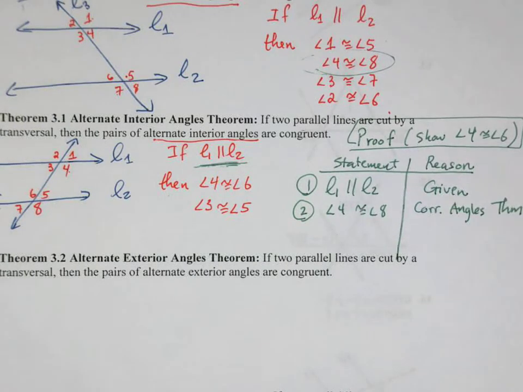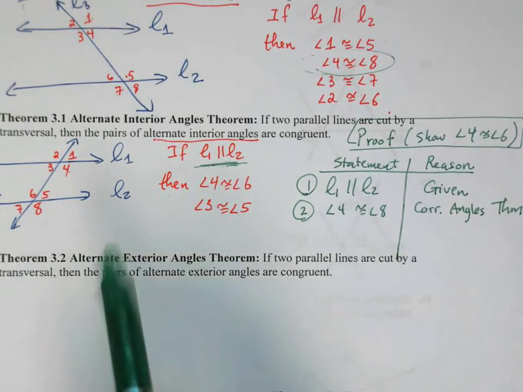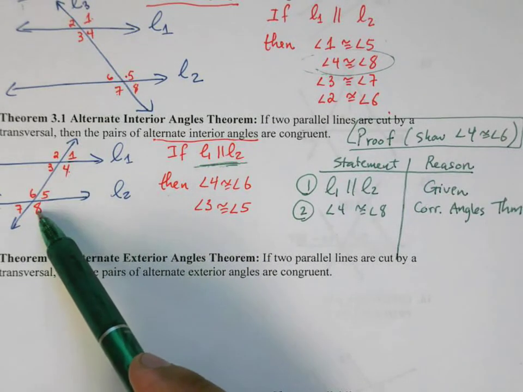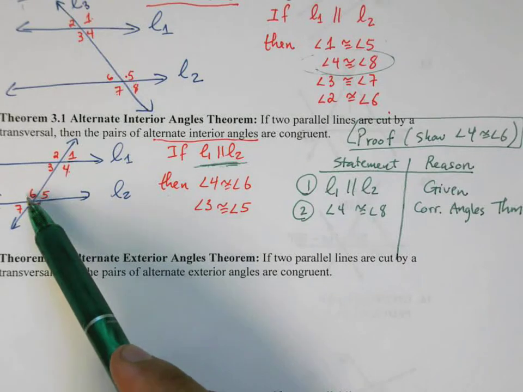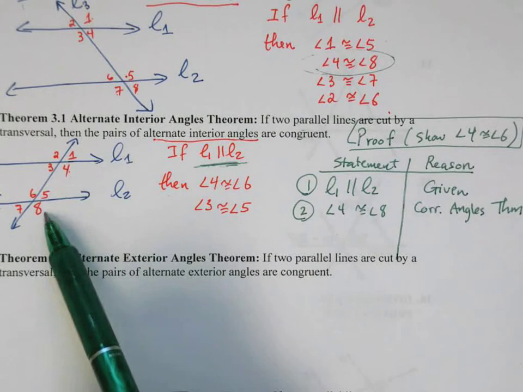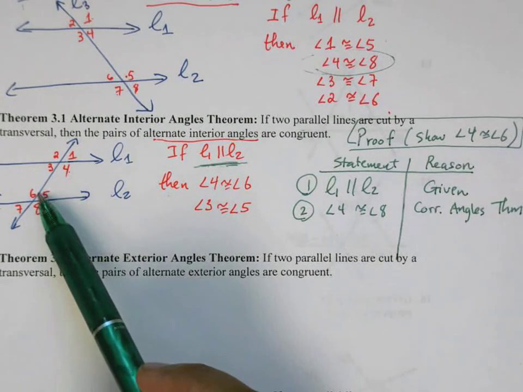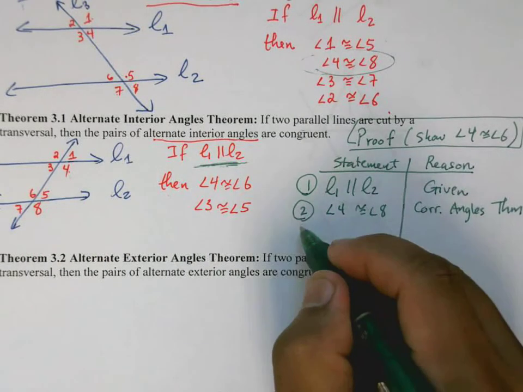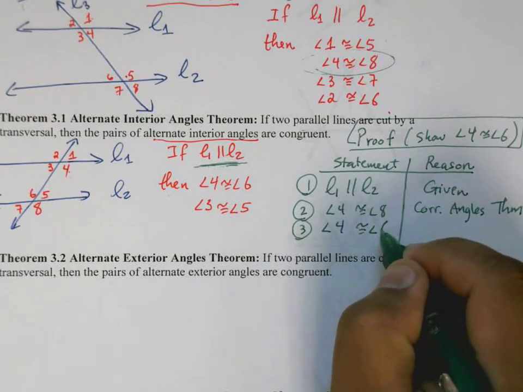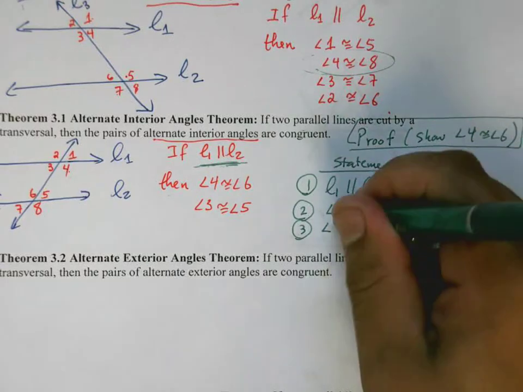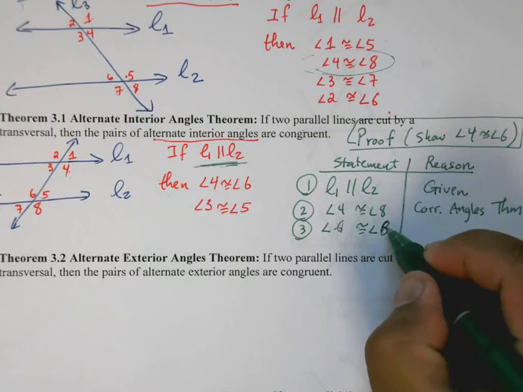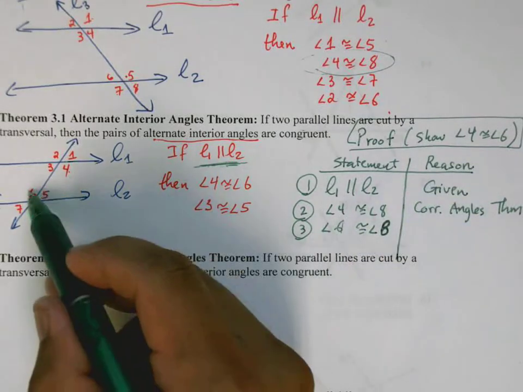But from this, you can see that angle 4 is congruent to angle 8, okay, because they're corresponding, and angle 8 is congruent to angle 6 because they are vertical angles. So again, 4 is congruent to 8, and then 8 is congruent to 6. Therefore, 4 and 6 must be the same. Okay, so let's write this out. Angle 4 is congruent to angle 8. Angle 6 is congruent to angle 8, the 6 and 8 right here, because they are vertical angles.